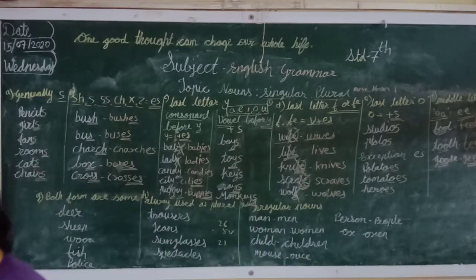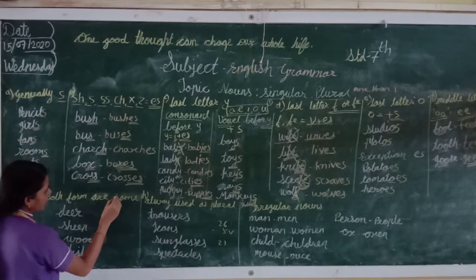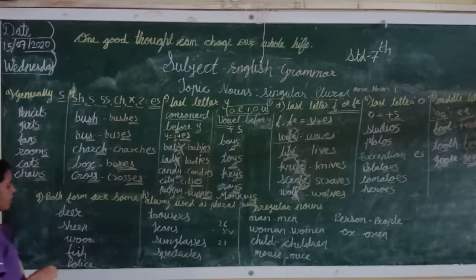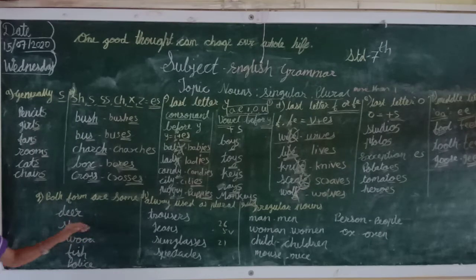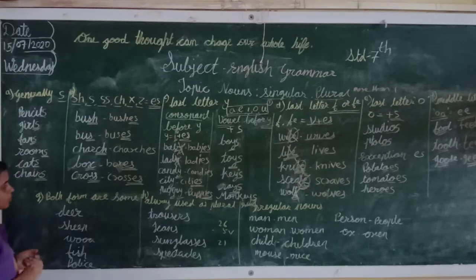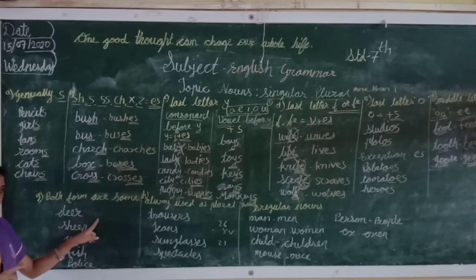Now students, we will see the next one. What is our next one? Both forms are the same, but some words are the same. Means in singular also we write the same, and in plural also the same. Now see deer. In plural also we say deer, in singular also we say deer, and in plural also we say deer.